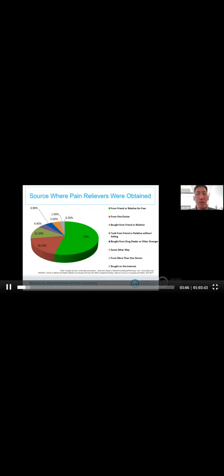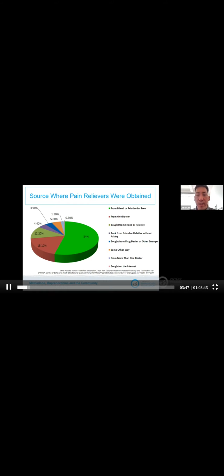So this is a chart just showing a percentage breakdown of where patients obtain their opioid medications or pain relievers. And again, if you look at this chart, you can see here that obviously the biggest component where it says 54% is the green section, where it shows that they were obtained from a friend or relative for free. Again, also, if you combine it with a couple other sections, if you look in the 12.2%, you can see that was bought from a friend or relative.